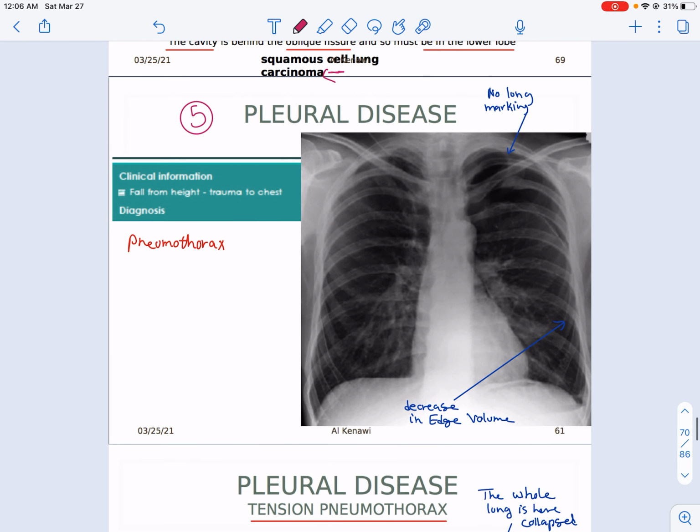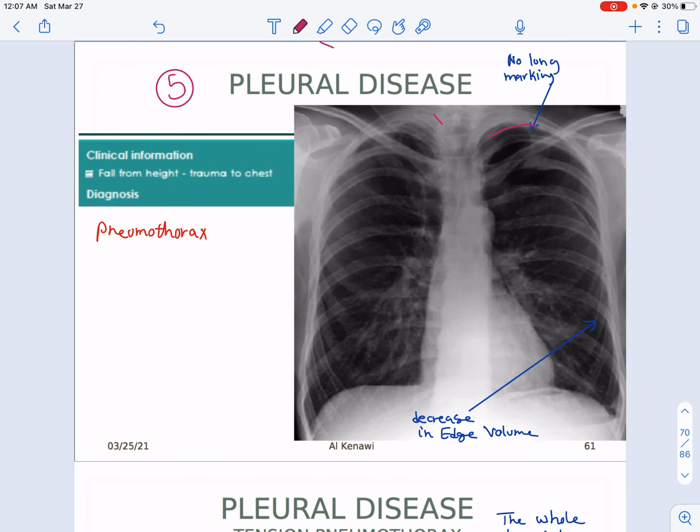The fifth abnormality is pleural diseases. How do we recognize pleural diseases? First, no lung markings. Can you see lung markings here and here? We don't see lung markings. Second, decreased lung volume. If you can see it, there's a decrease in the lung volume. So right away we can say, trauma to the chest, pneumothorax.